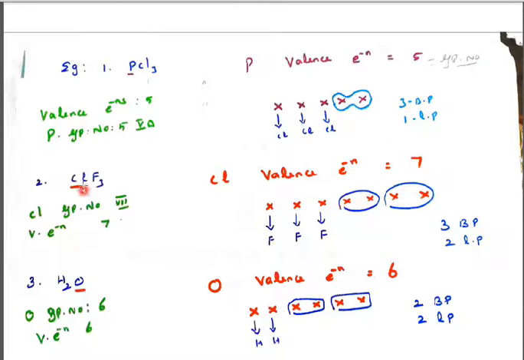Next, ClF3. Chlorine is in group number 7, so the valence electron is 7: 1, 2, 3, 4, 5, 6, 7.